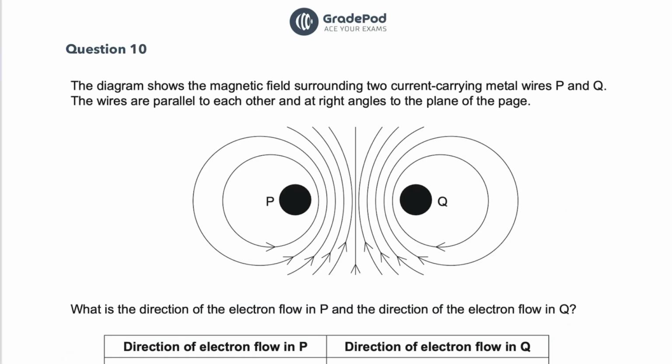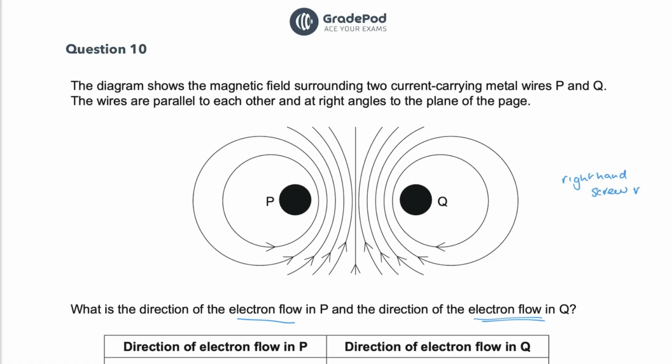The diagram shows magnetic field surrounding two current-carrying metal wires P and Q. The wires are parallel to each other and at right angles to the plane of the page. What is the direction of the electron flow in P and the direction of the electron flow in Q? So for this, we're going to use the right-hand screw rule.